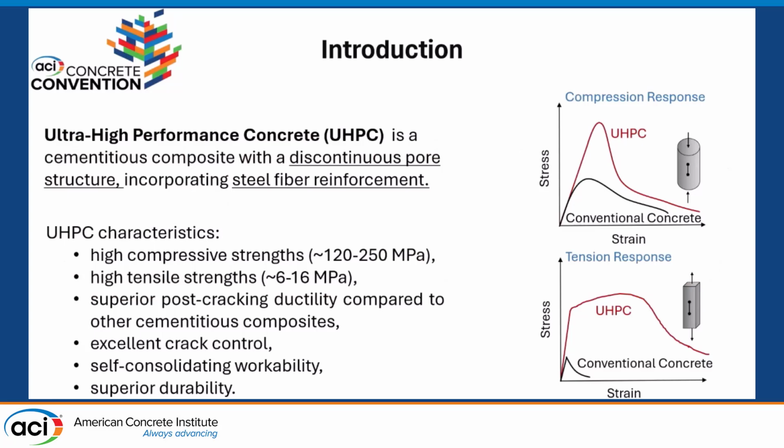Let's begin with the fundamental definition of ultra-high performance concrete, or UHPC for short. UHPC is characterized by a discontinuous pore structure and a relatively high percentage of fiber reinforcement. This makes the material stand out compared to other cementitious materials by having an ultra-high compressive strength, high tensile strength and tensile ductility, in addition to optimized durability and self-consolidating workability. These characteristics set UHPC apart as a material that's not just enhancing our current engineering applications, but is also paving the way for innovations in construction and design.